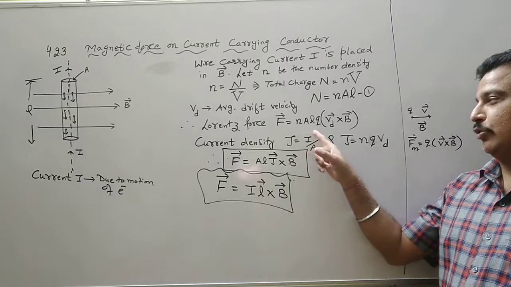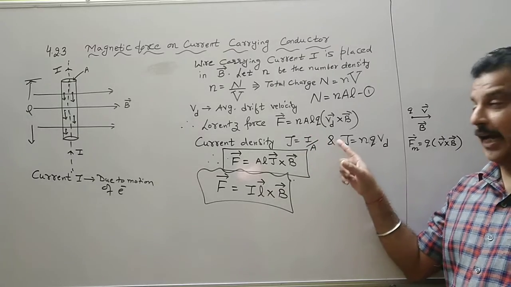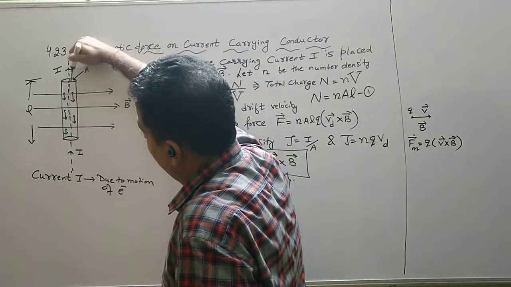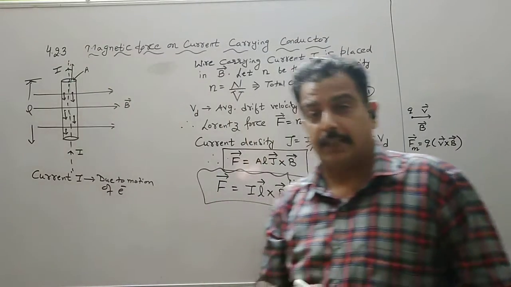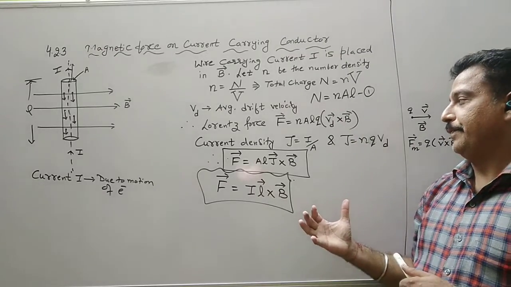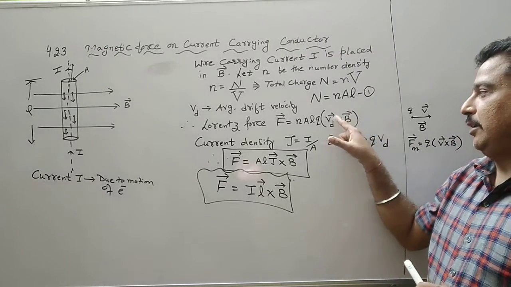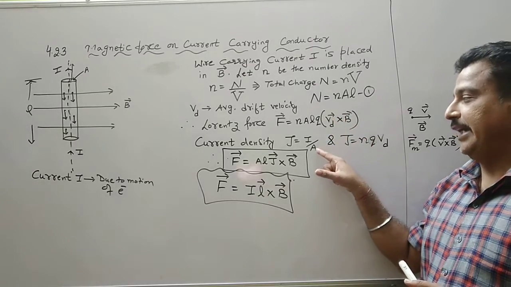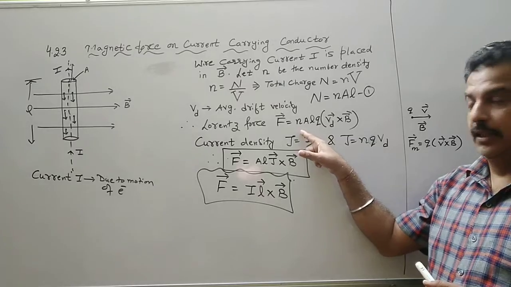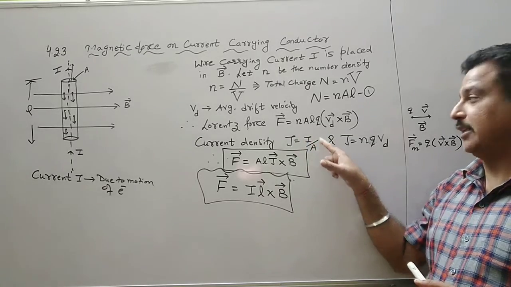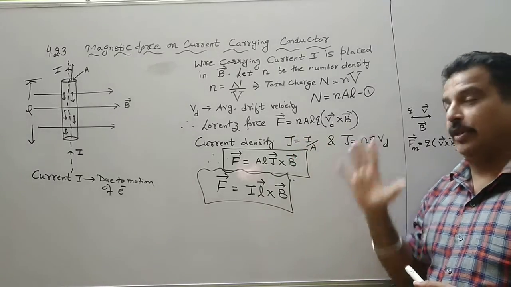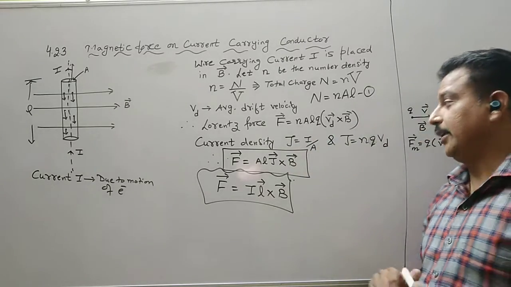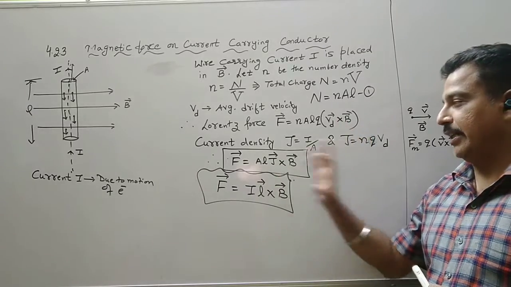Now J vector is equal to I upon A vector, and if you remember, this A vector will be the area vector. It will be taken in the direction of the current. So indirectly, this vector sign from Vd was shifted to A vector, or you say it a J vector, because whatever is the direction of A vector, it will be the direction of J vector, because I is a scalar quantity but current density is a vector quantity. So we shifted this vector to J vector.